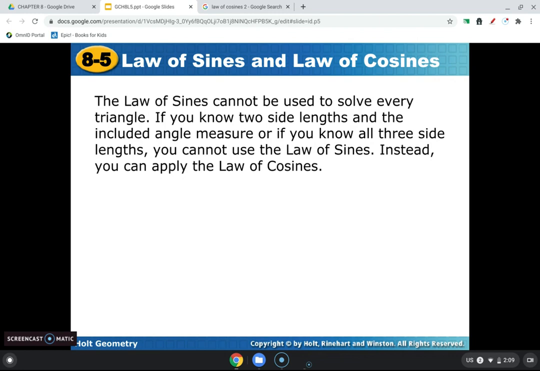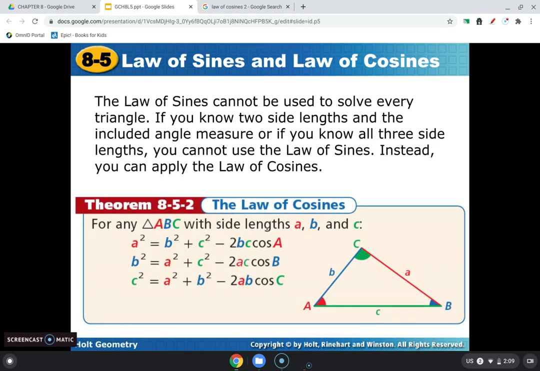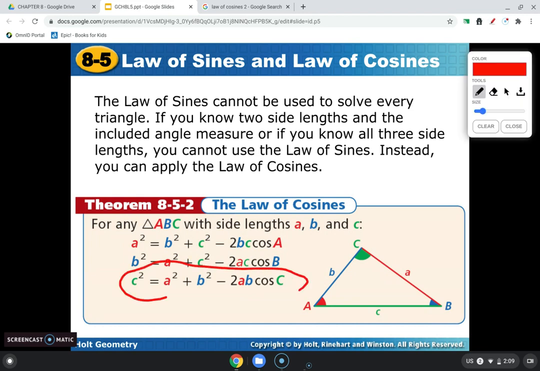The law of sines cannot be used to solve every triangle. If you have a side-angle-side relationship, you can use the law of cosines. We're really only going to focus on this one, and we're going to make C what we're missing, either our missing side or our missing angle. We're going to use big C there for what we're missing. So big C is the angle, little c is the side.